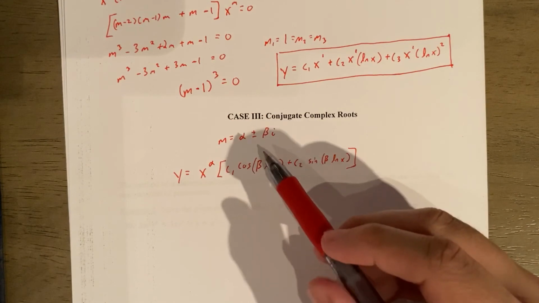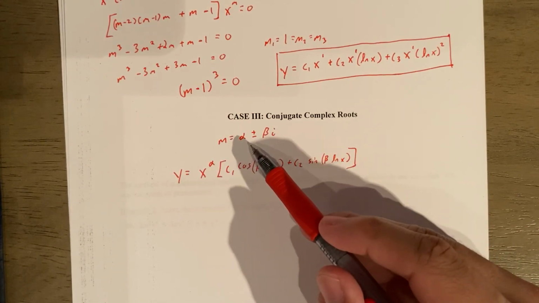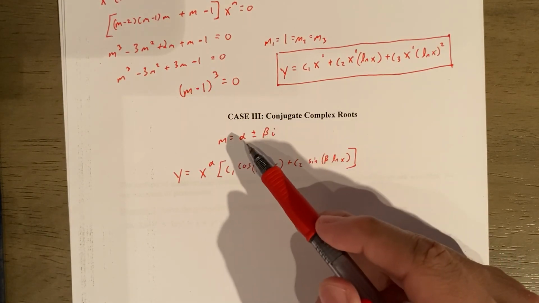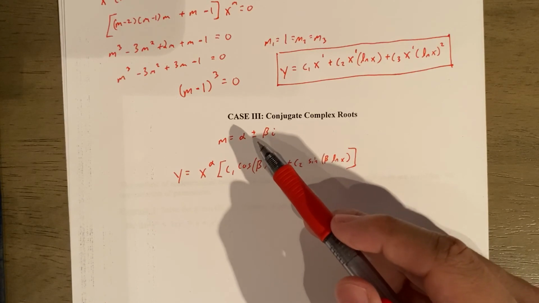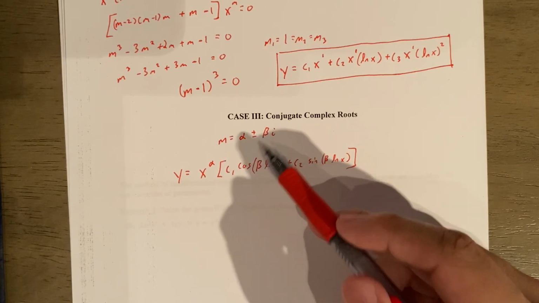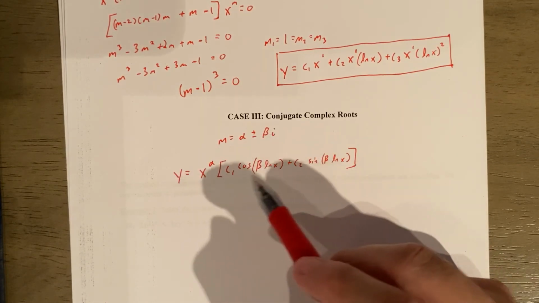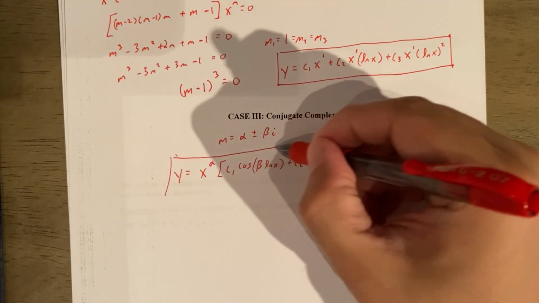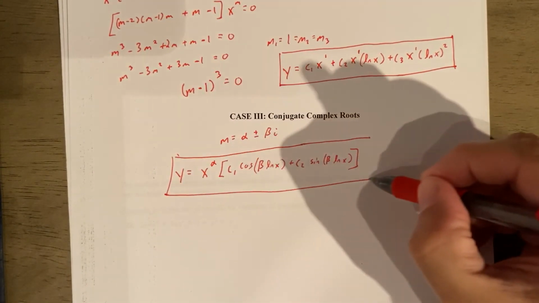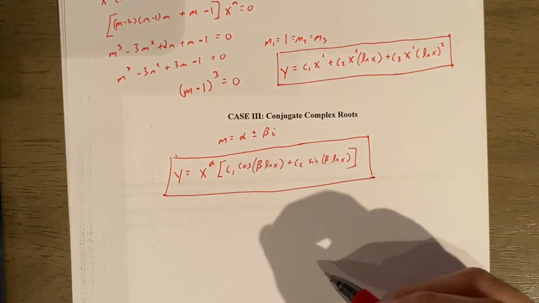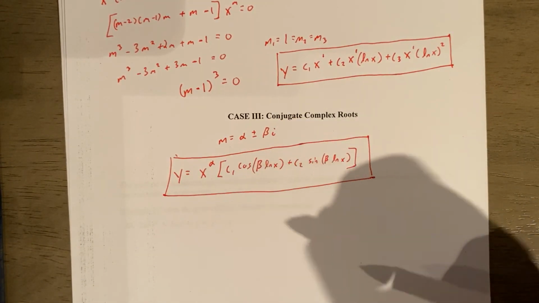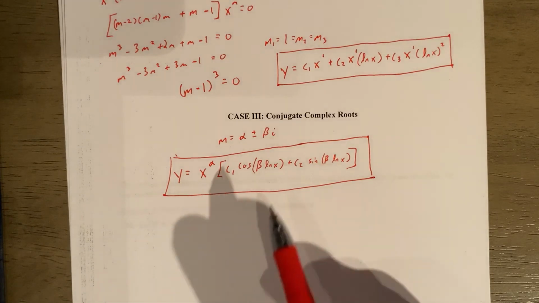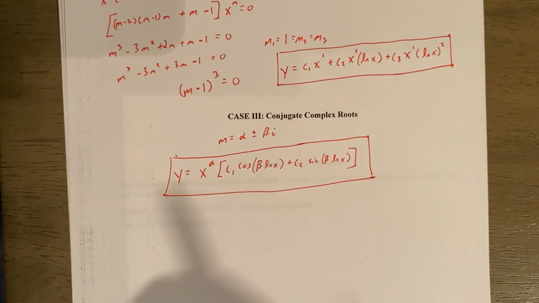So when we write our auxiliary equation and we find that our m gives us some complex numbers, so our roots are going to be complex, this is what our solution should look like. And so this is what we're going to reference back to when we're solving differential equations that look like a Cauchy-Euler equation where we get complex roots. So let's look at an example there.